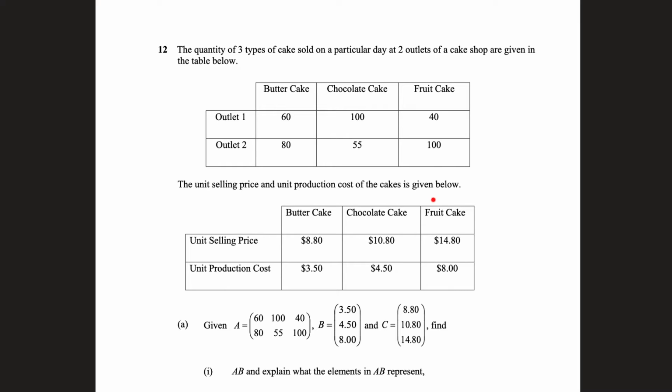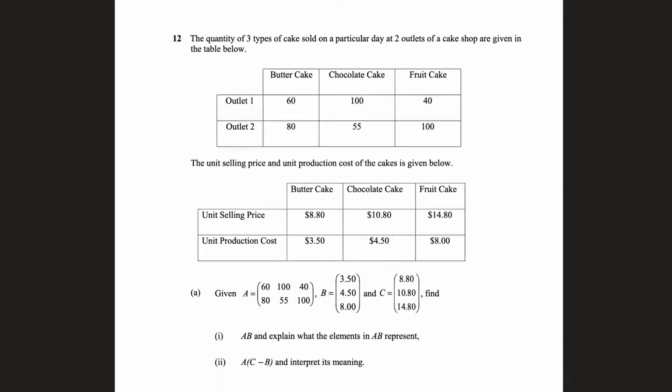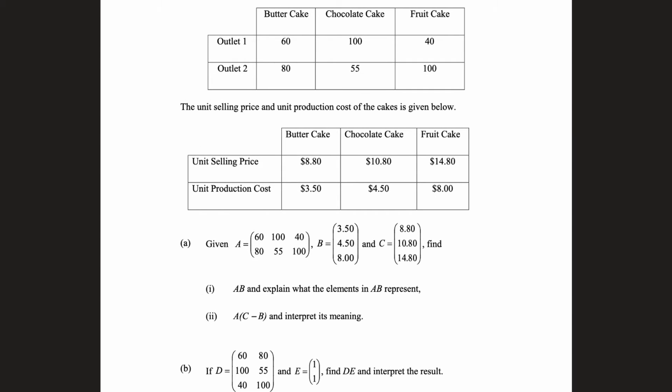Unit selling price and unit production cost are given below. Each butter cake is sold for $8.80 at both outlets. It's going to be the same at both outlets since they don't tell me otherwise. Each chocolate cake is sold for $10.80 and each fruit cake for $14.80. Production cost is how much it costs to produce the cake. It costs $3.50 to produce one butter cake, $4.50 to produce one chocolate cake, and $8 to produce one fruit cake. All right, now that makes sense, let's look at the question.